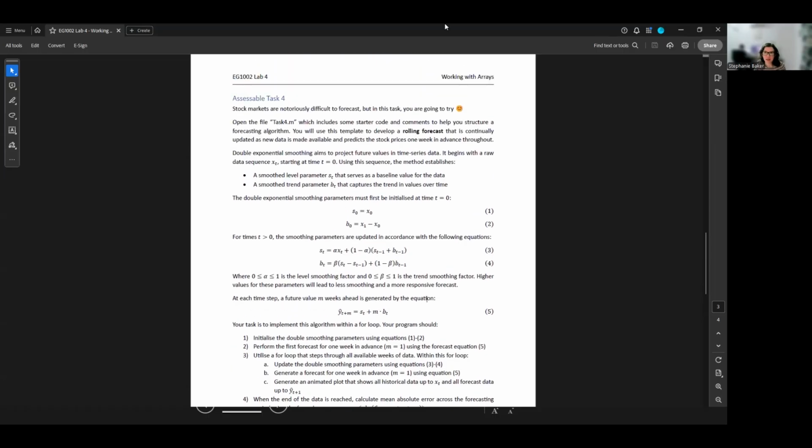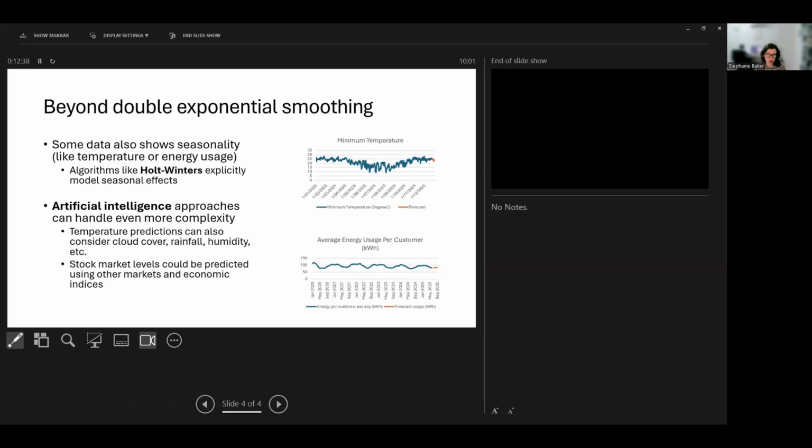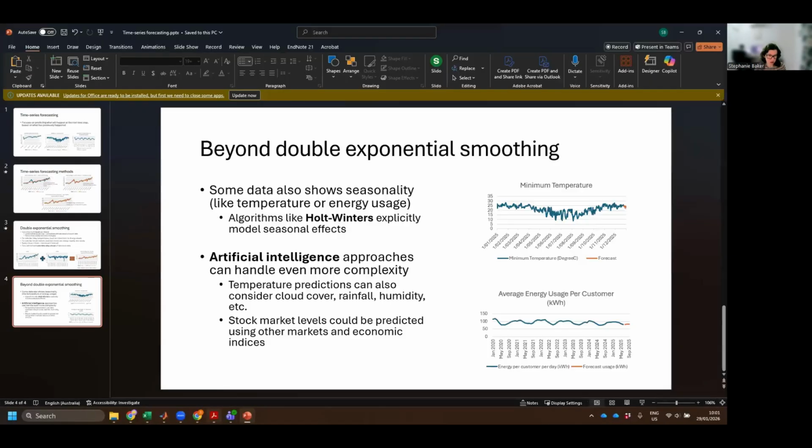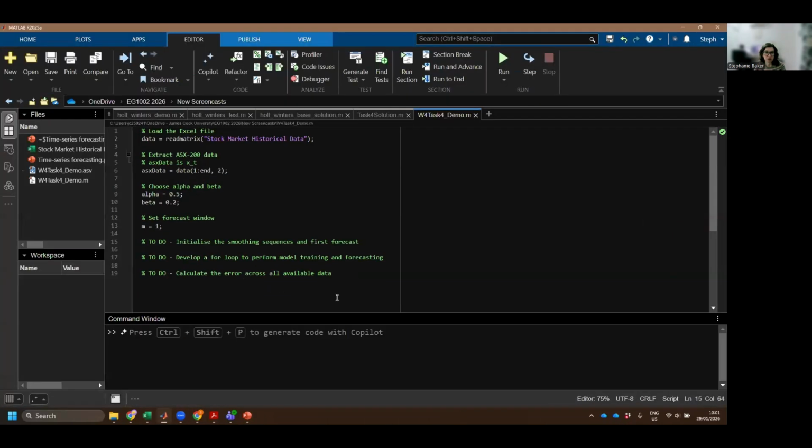Cool. So let's jump over now to our MATLAB script. Just close this one. So in MATLAB, you've been given the template that looks like this. So the first thing it does is it loads the Excel file. So you need to make sure that this template is saved in the same folder as that Excel database. And then it extracts just the ASX 200 data.